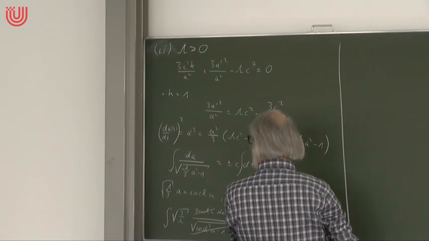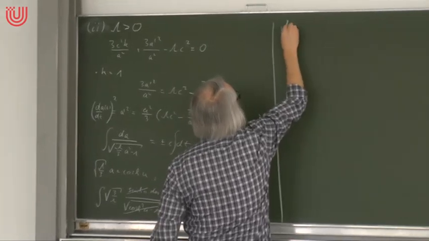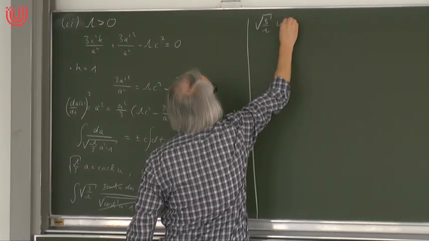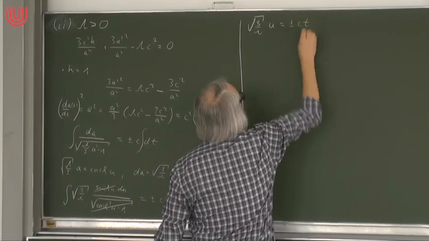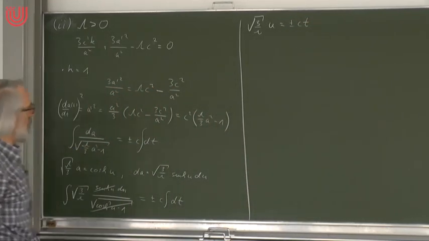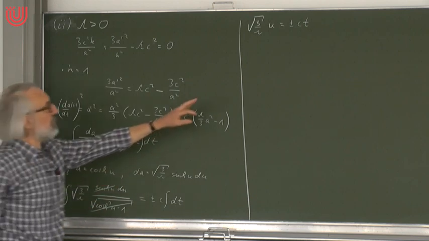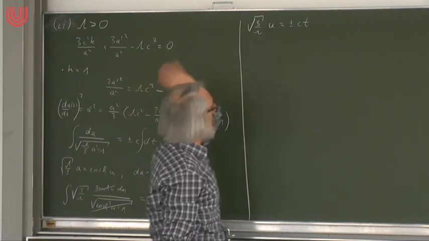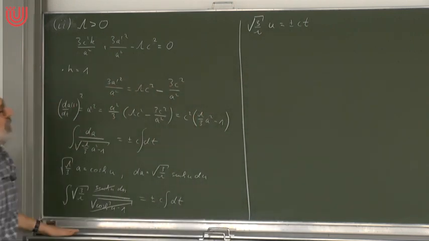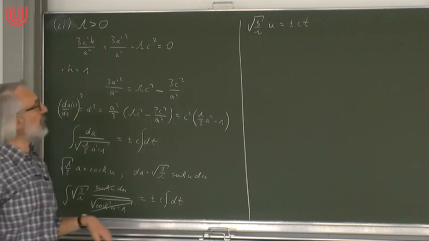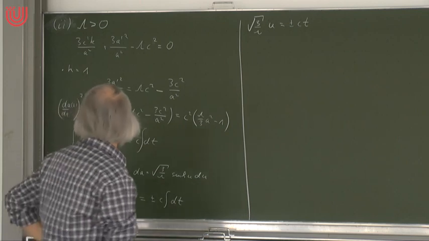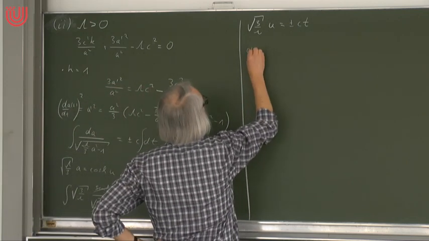So I have root 3 over lambda u is plus or minus ct. Again, we can introduce an integration constant. So we could write, instead of t, t minus t naught, but this is just about shifting the origin of the time axis as you like. And now we have found our a of t.